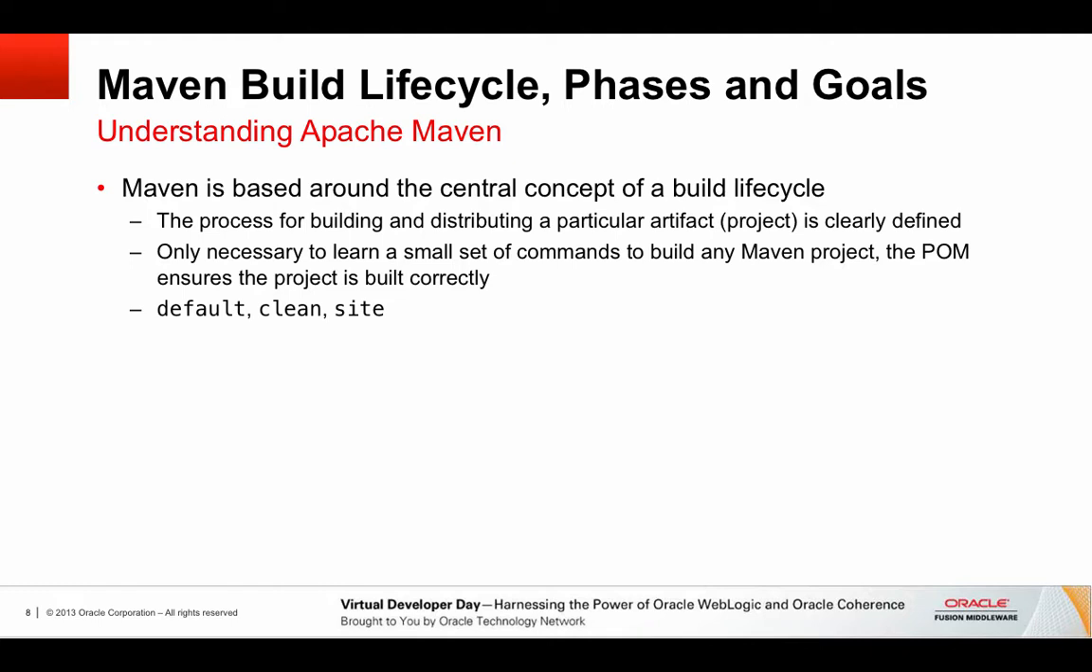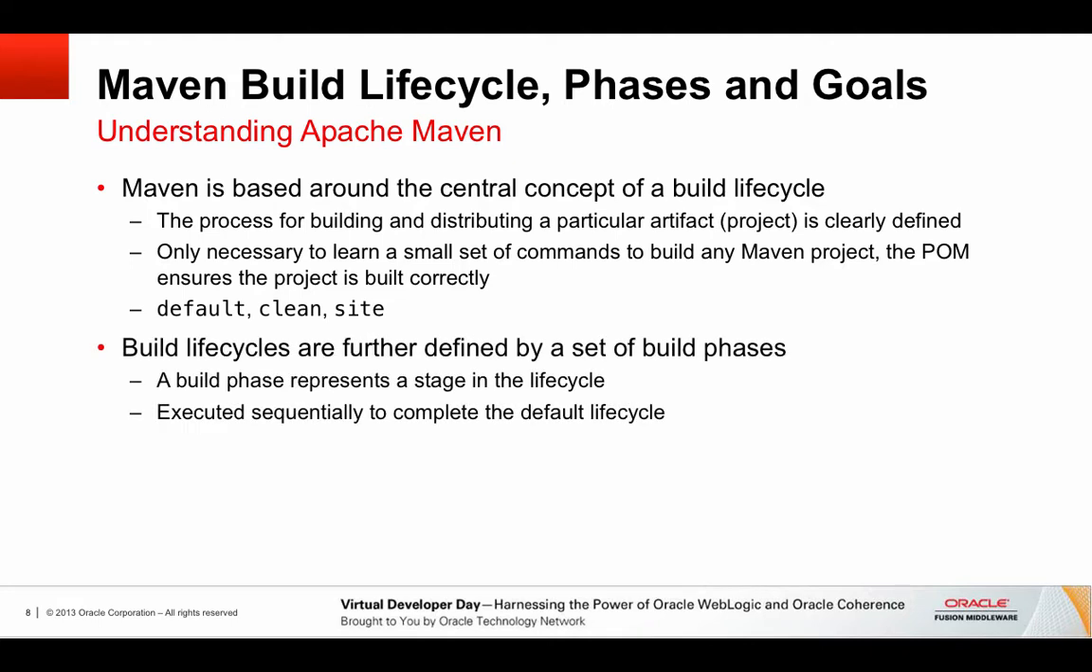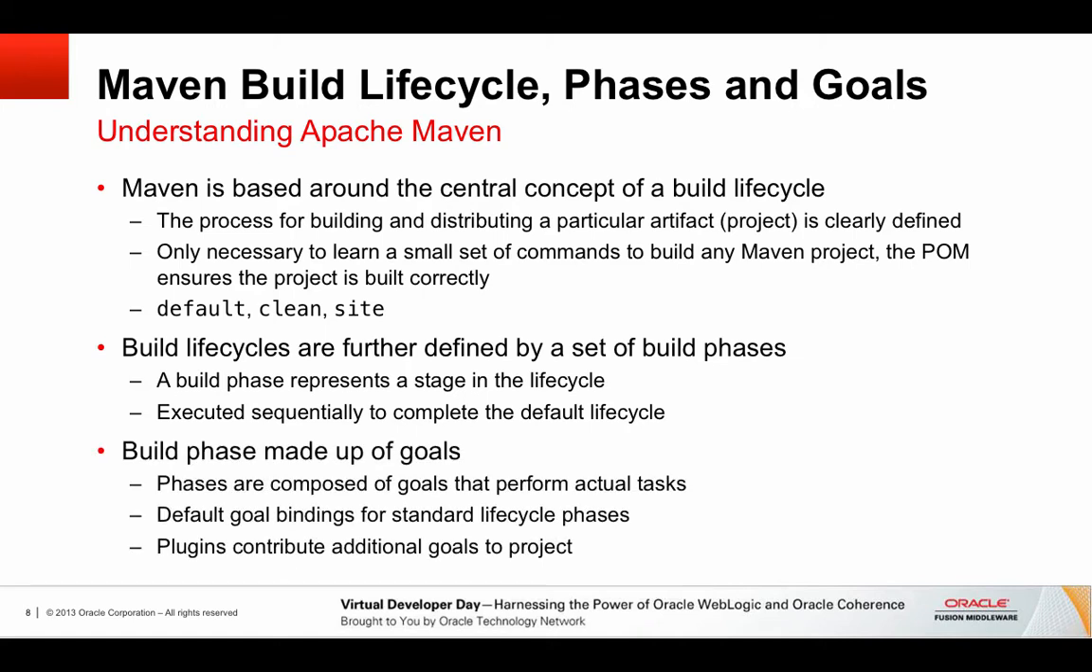There are 3 built-in life cycles: default, clean and site. The default cycle handles your project deployment, the clean life cycle handles the cleaning up, and the site life cycle handles the creation of your project site's documentation. Each life cycle has a distinct set of phases, and each phase has a set of goals that performs the actual tasks. You can extend the default behavior of the Maven lifecycle phases by using plugins and tying them, as we've said, to specific lifecycle events.